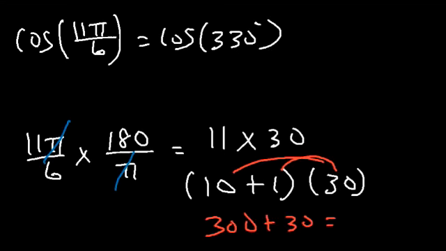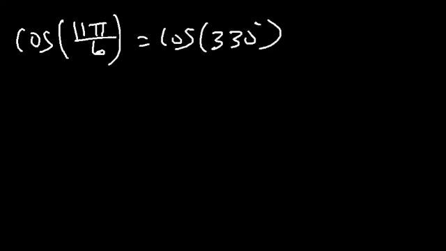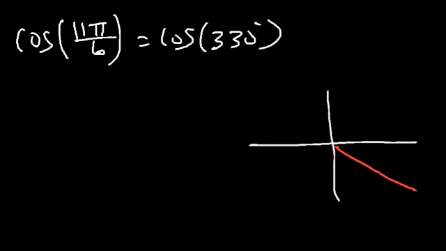Now let's go ahead and plot it on a graph. 330 is in quadrant 4, and this is 360 or 0 degrees. So we have a 30-degree reference angle.